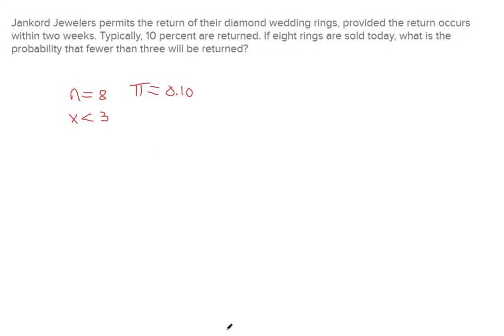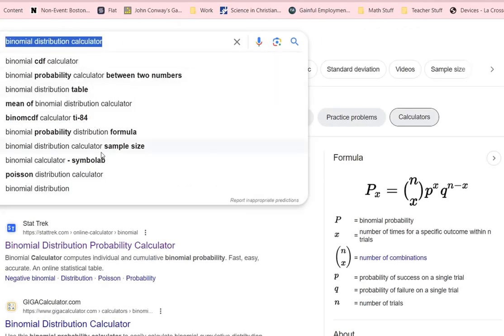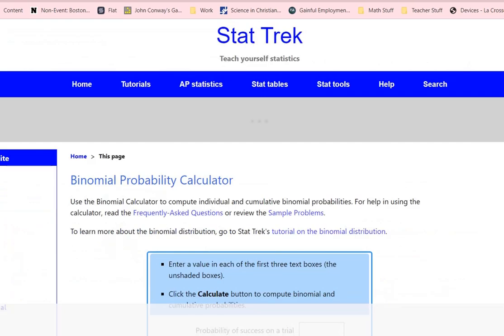So with those 3 things, what we want is a probability calculator, because otherwise we'd have to use the binomial distribution formula 3 times. We have to do it for x equals 0 for no rings returned, x equals 1 for 1 ring returned, and x equals 2 for 2 rings returned. So I've typed in Google binomial distribution calculator. I'll try the first one. Oh, sorry, that's the second one that comes up.